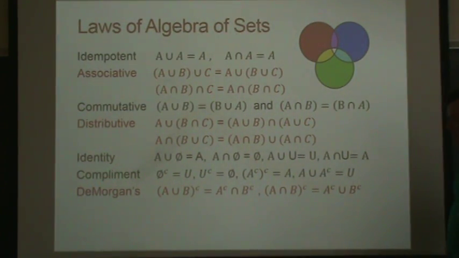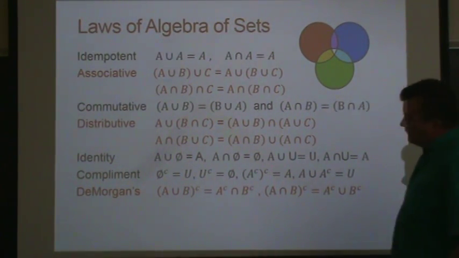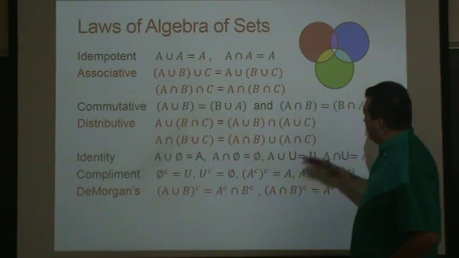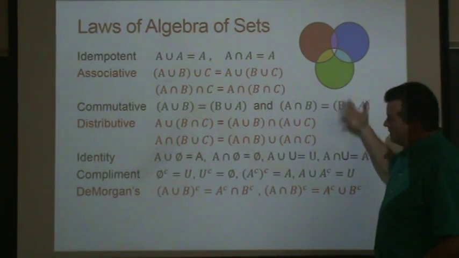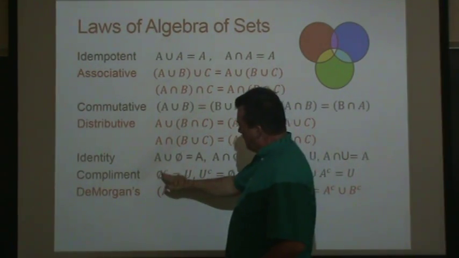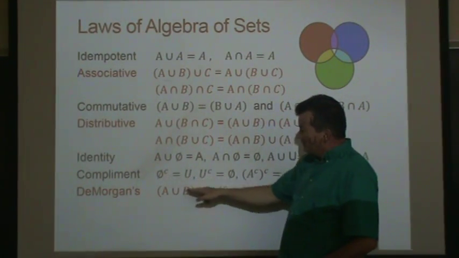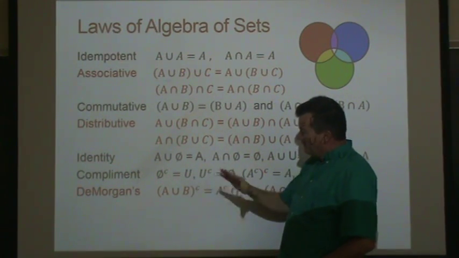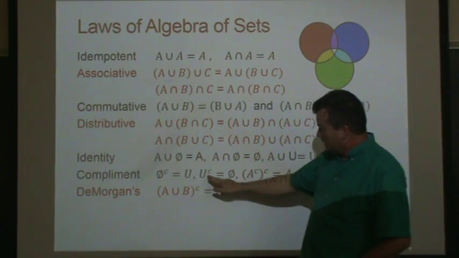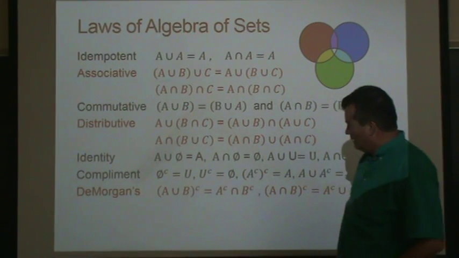That would give A. And then there's the idea of the complement. The complement of any set is everything that's outside of the set. So the empty set's complement is the universal set. The empty set has no members, and the universal set has every member, so they're complements of each other. The complement of the universal set is the empty set.